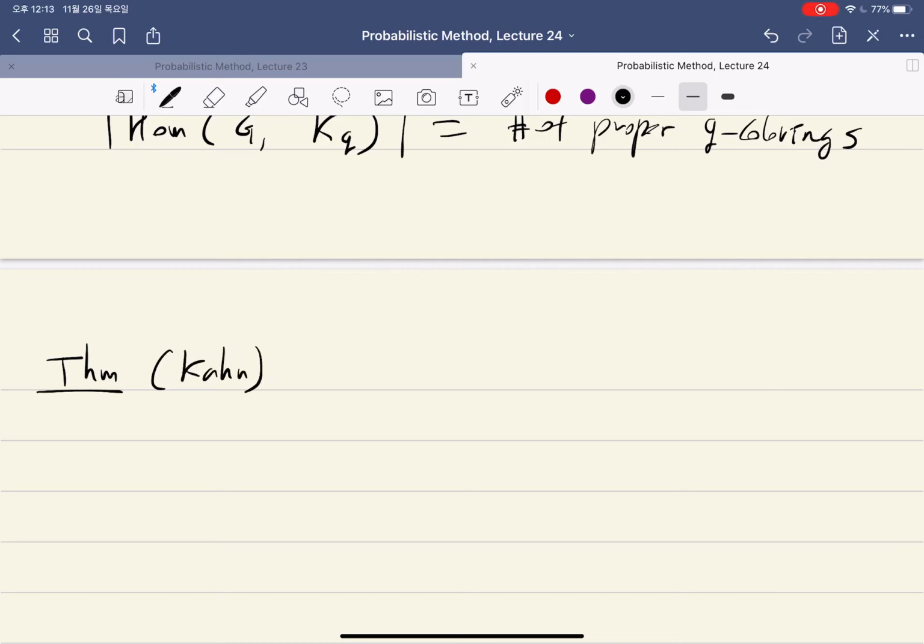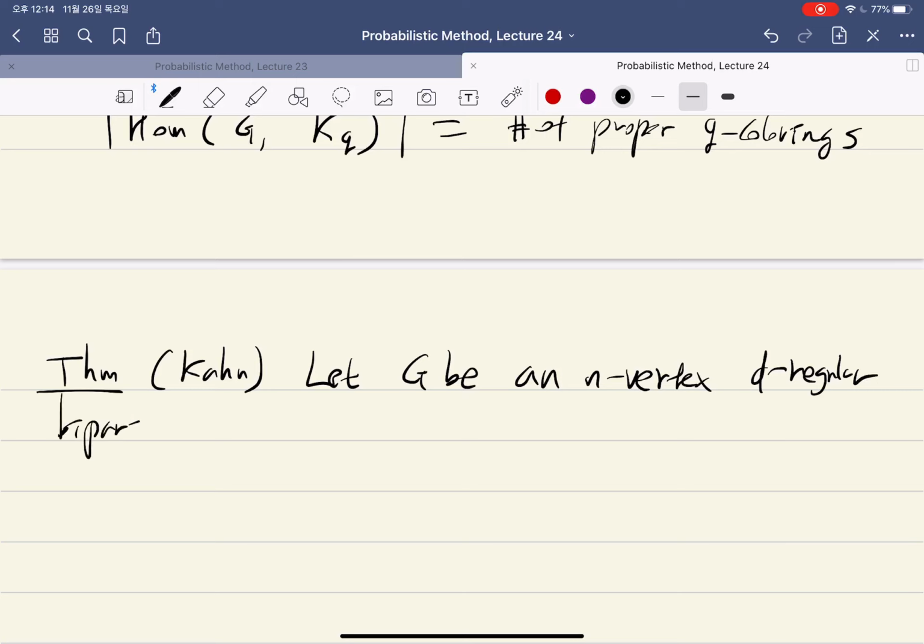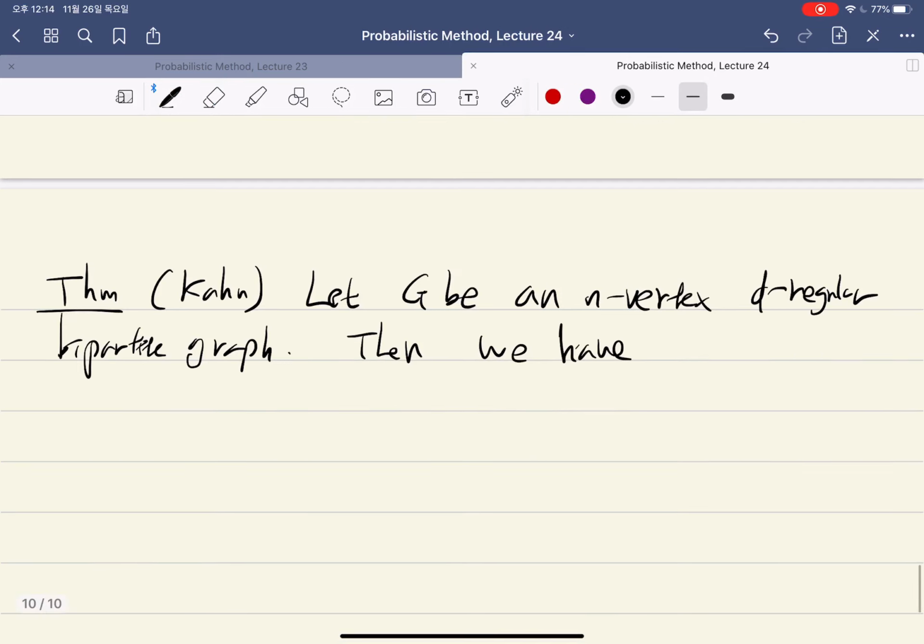And one of the theorems that we want to prove is this theorem by Kahn. If G is an n-vertex d-regular bipartite graph, then the number of independent sets of G is upper bounded by the number of independent sets of K_{d,d} to the n over 2d.